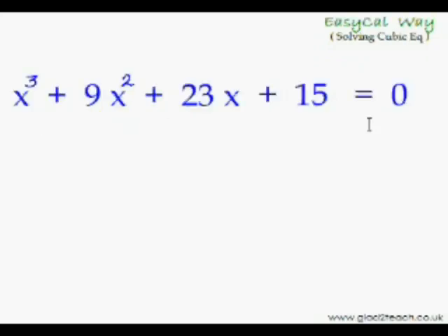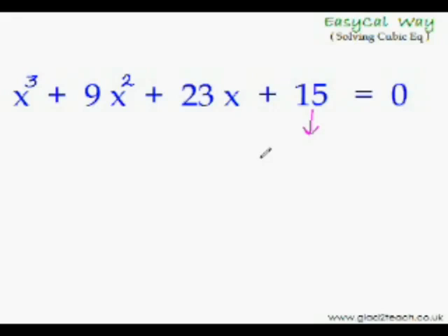So solve this cubic equation. Now I'm really sure you can do it easily. Once again you're getting 10 seconds. Start. Okay, so now I'll do it.